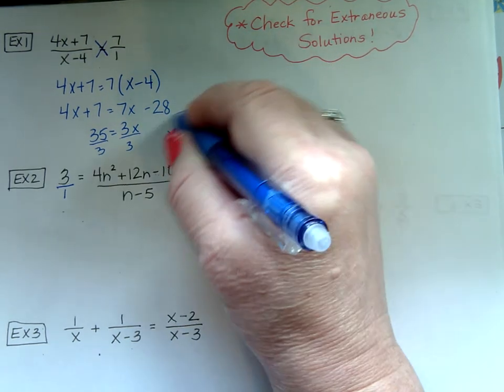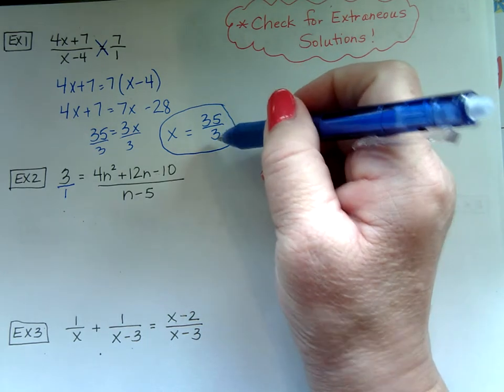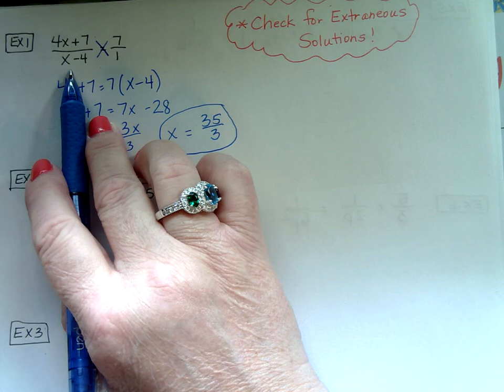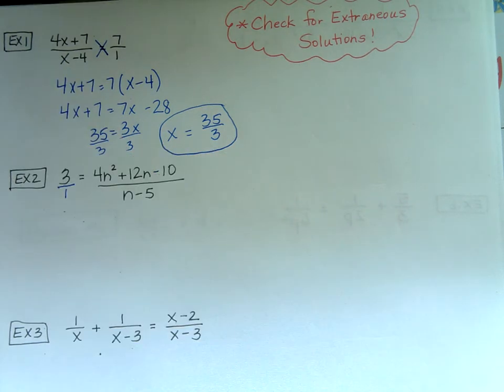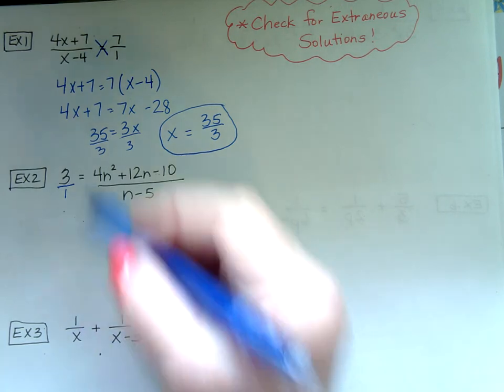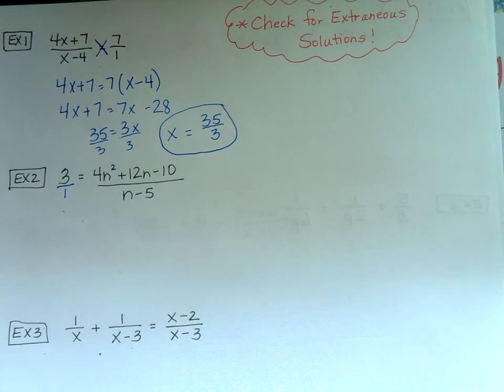Here we go. 35 thirds. You'll see when we talk about extraneous how they work. But all you're doing is taking your answer, plugging it in, and making sure it does not come out to be a 0 denominator, and this one won't. So that's your answer. Number 2 can be done the same way because, again, it's a single fraction equaling a single fraction. And so I can cross multiply.